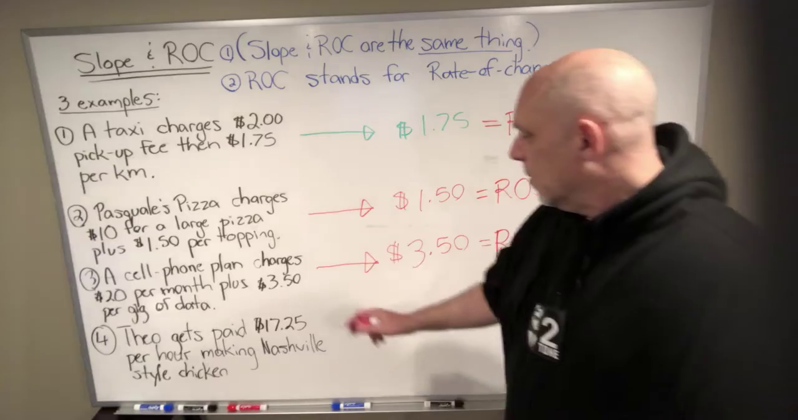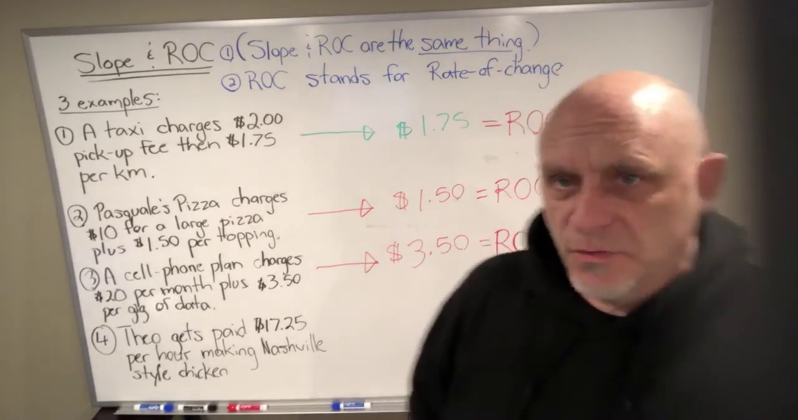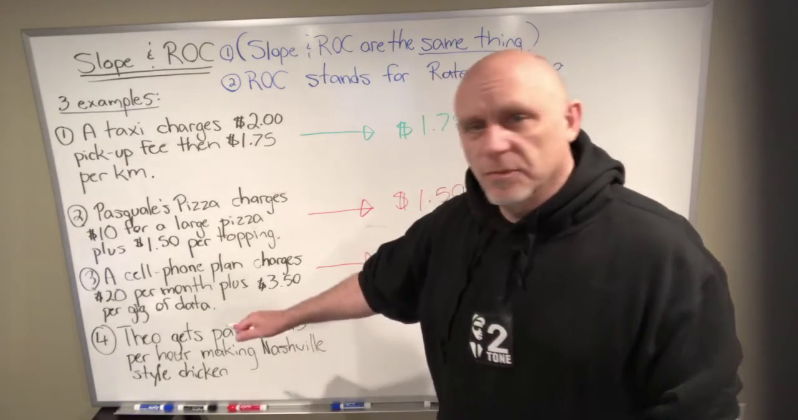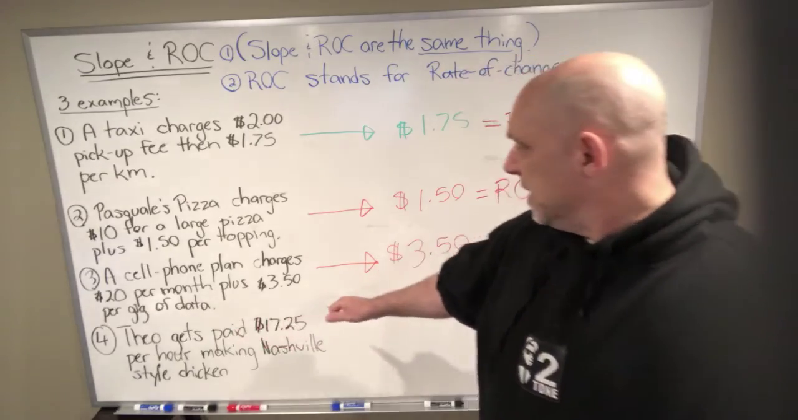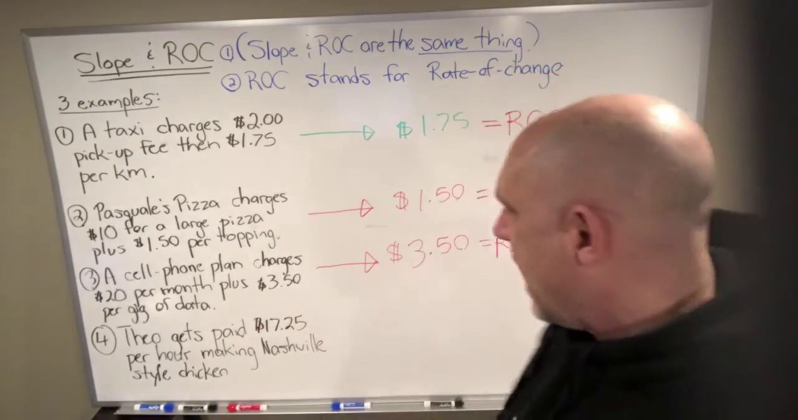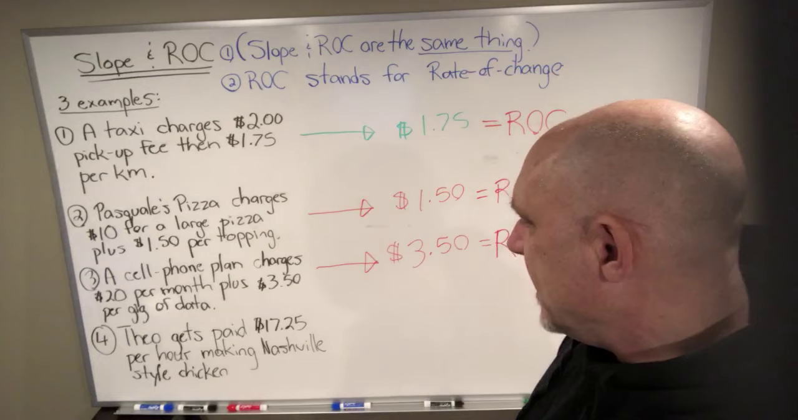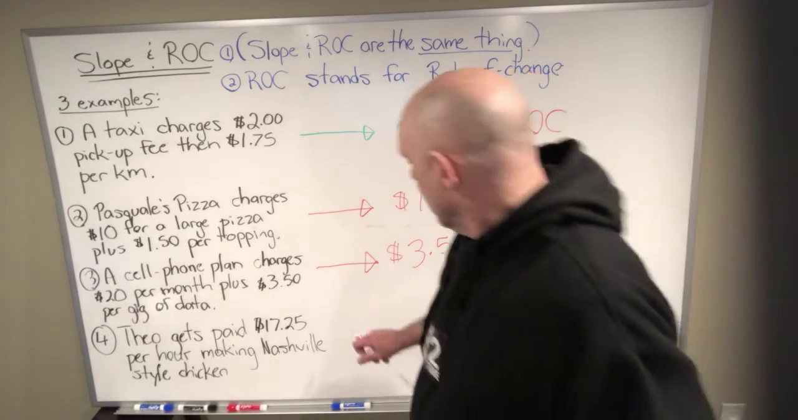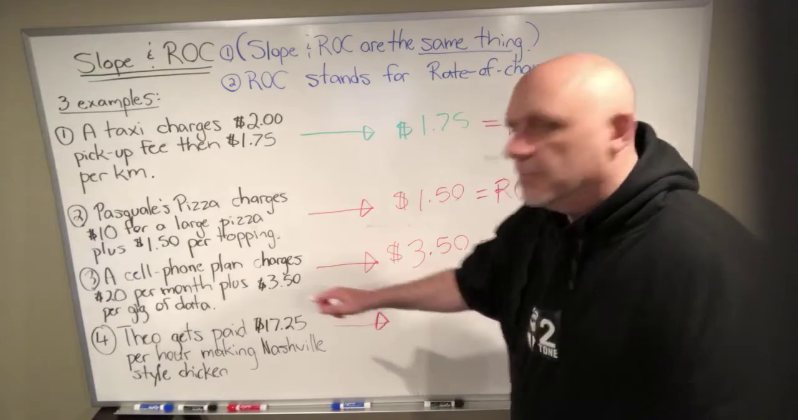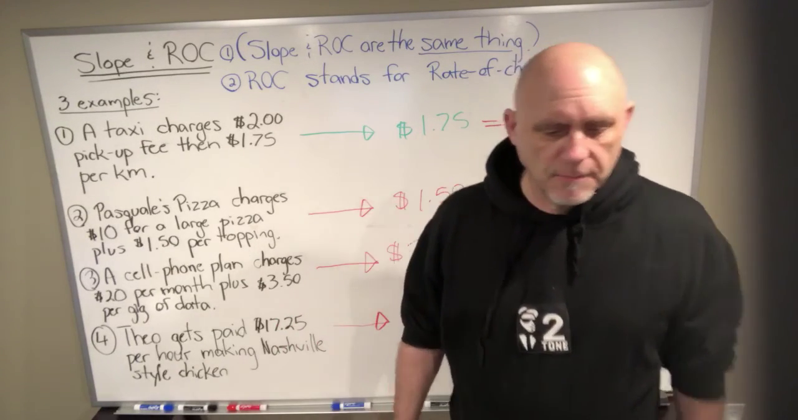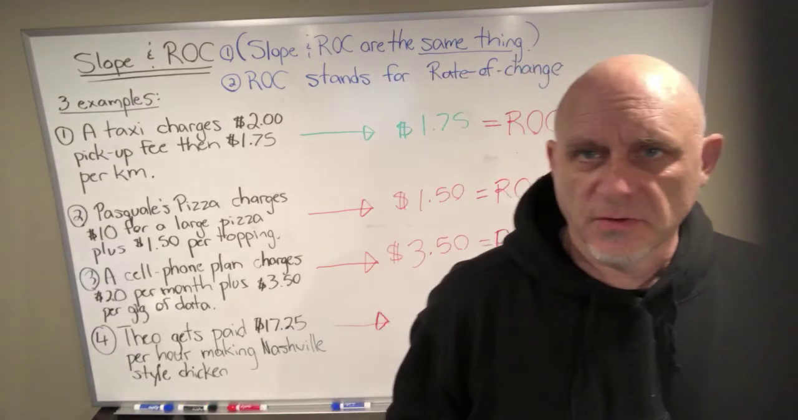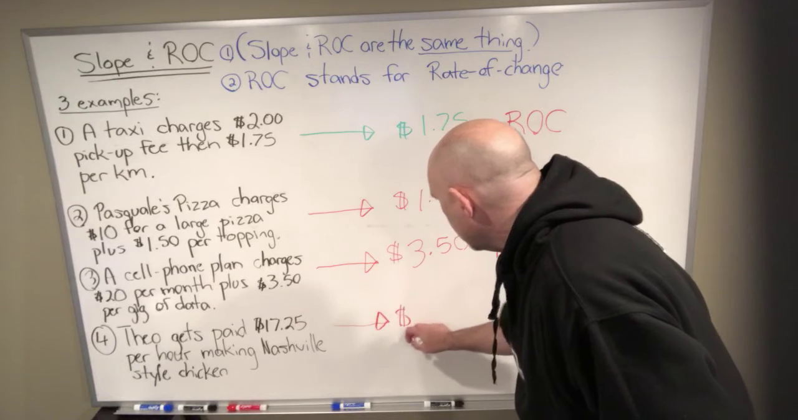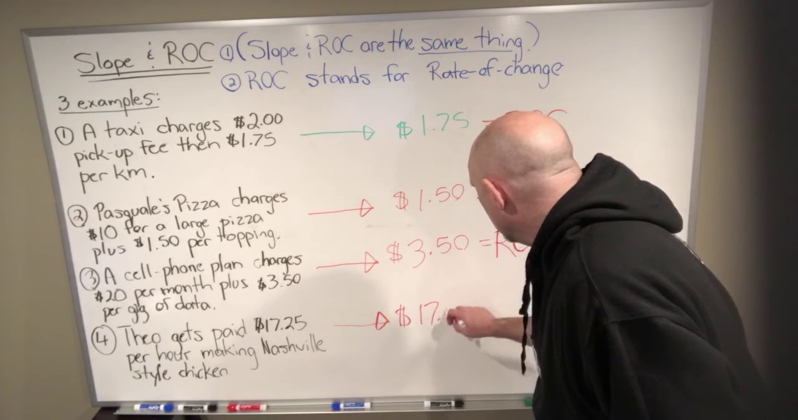Last one. Theo's, this is a real life situation. This is a real thing. Theo, he's my son, unfortunately. He gets paid $17.25 an hour making Nashville style chicken at Chica's Chicken. So this doesn't have a beginning amount. Theo doesn't go to work and say, okay, I'm making $100 and then $17.25 an hour. This only has a ROC. It only changes with every hour. $17.25.